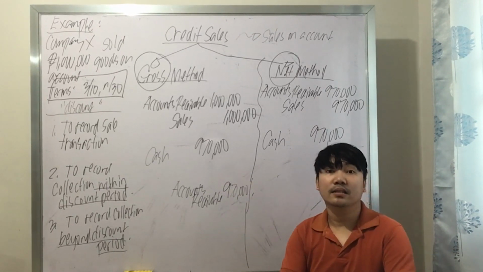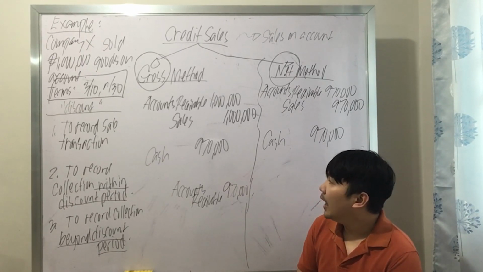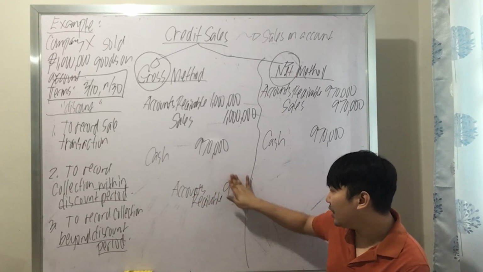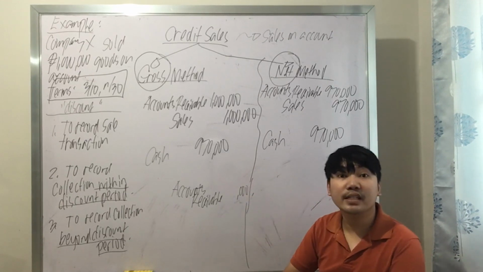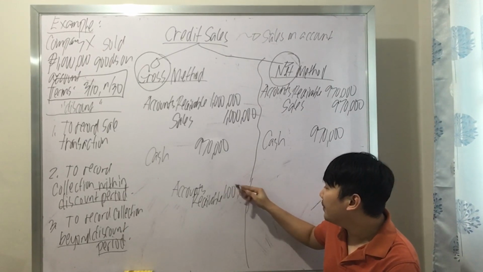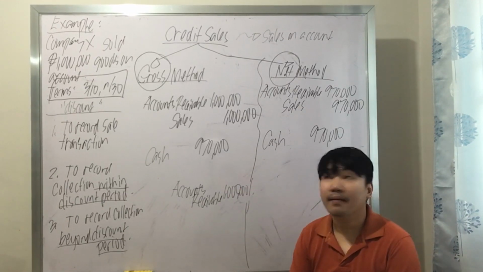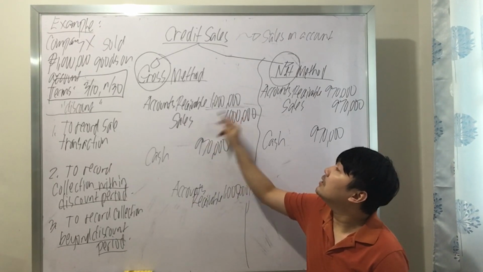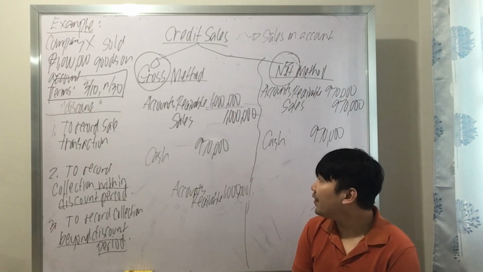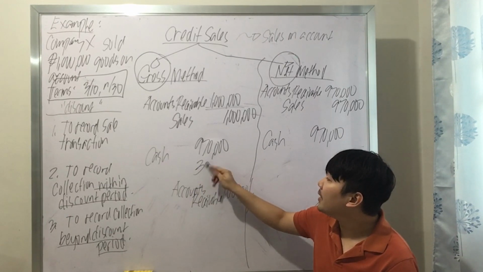970,000, di ba, class? Okay. Ano napansin mo? Pag 970 lang to. The entire receivable amounted to 1 million. Di ba, class? 1 million siya, kasi ito, 1 million yung balance mo dito. Sir, may difference sa 30,000 sa debit.